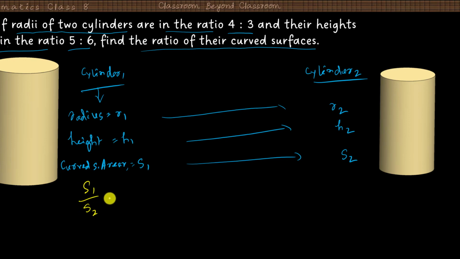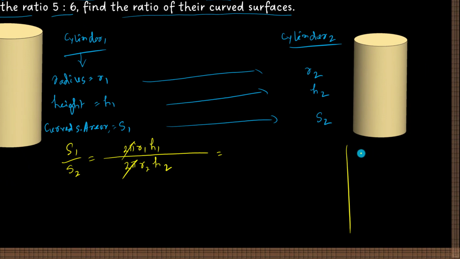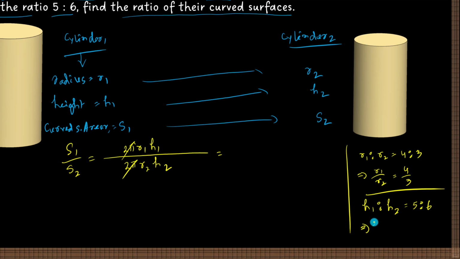So S1 divided by S2, curved surface area of cylinder 1 is equal to twice pi R1 H1 divided by curved surface area of cylinder 2, which is twice pi R2 H2. So twice pi cancel. This is equal to R1 divided by R2 multiplied by H1 divided by H2. According to the question, the radii of two cylinders are in ratio 4:3. That means R1 is to R2 is equal to 4:3. So therefore R1 divided by R2 is equal to 4 divided by 3, and heights are in the ratio 5:6. So H1 is to H2 is equal to 5:6. Therefore H1 divided by H2 is equal to 5 divided by 6.